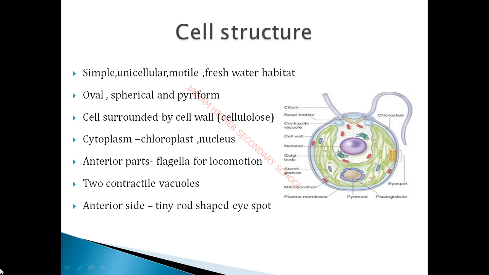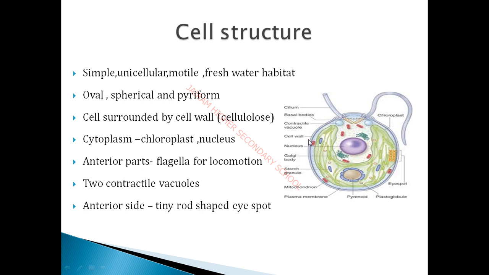Coming to the cell structure of algae, this is an overall cell of Chlamydomonas, which is a unicellular algae. It is a simple, unicellular, motile, freshwater habitat organism. The structure is very simple and it is unicellular. It contains a single cell, and the single cell represents the whole organism. And it is motile. Motile means it can move from one place to another. So it has locomotion. And it is living in freshwater habitat. Freshwater habitat includes rivers, ponds, lakes. So it is present in freshwater like this.